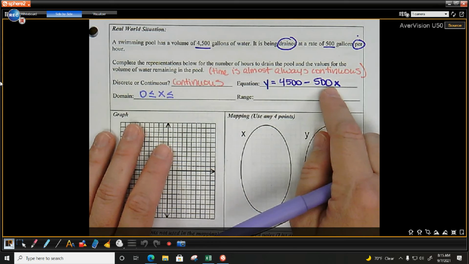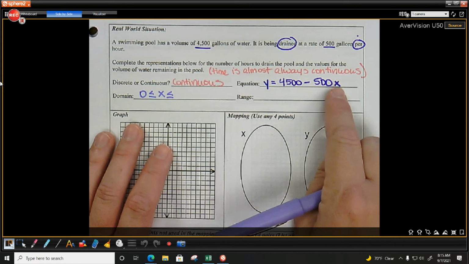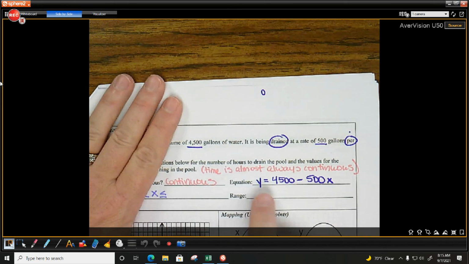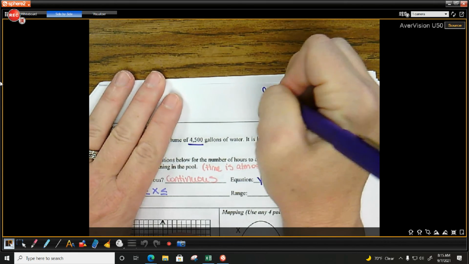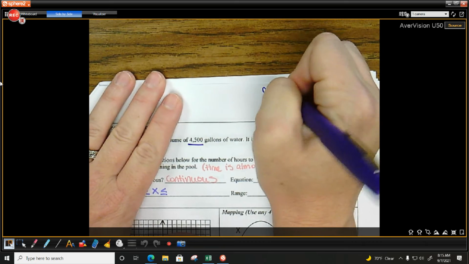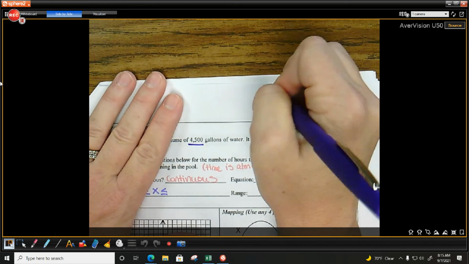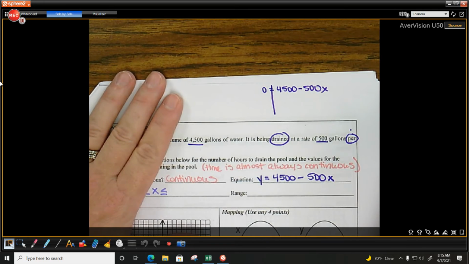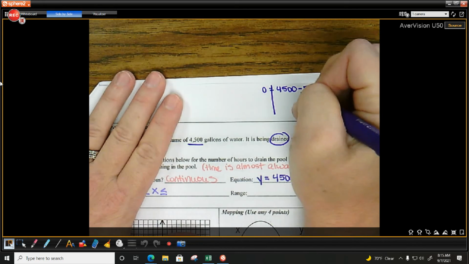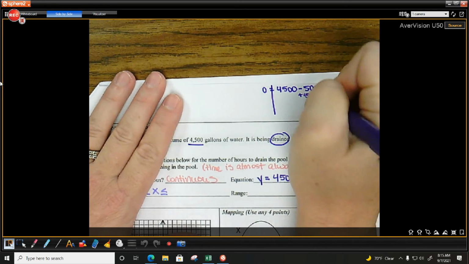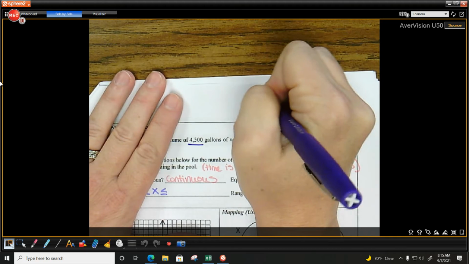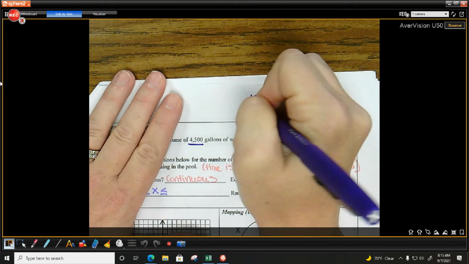Because then it would be 0. So you could do 0. I want to see when is the water going to be 0. 0 equals 4,500 minus 500x. I'm going to move my 500x to the other side. So I'm going to add it. So then I get 500x equals 4,500.